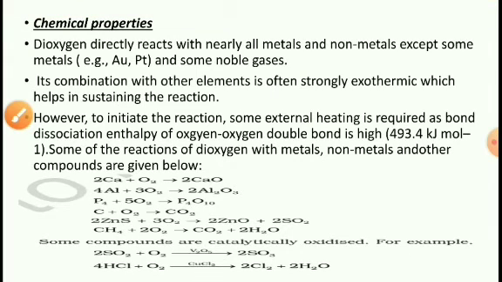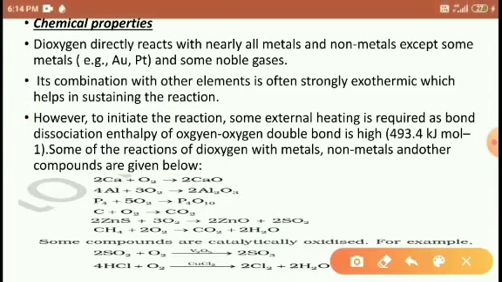Chemical property: dioxygen reacts directly with all metals and non-metals except some metals like gold and platinum, because these are noble elements. Noble metals and some noble gases.